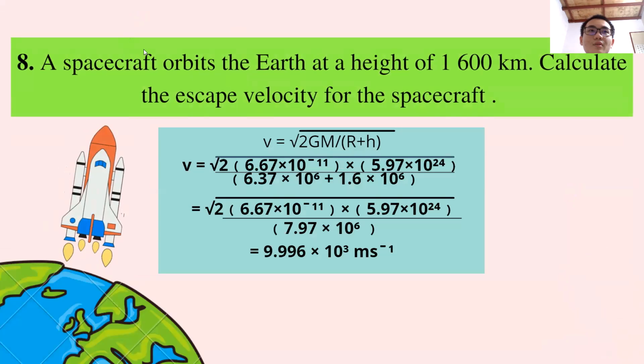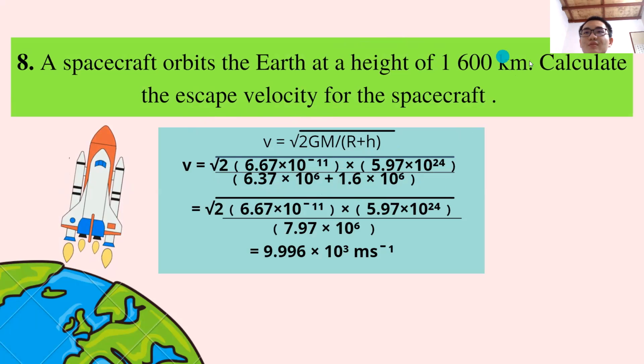Next question, question 8. A spacecraft orbits the Earth at a height of 1,600 km. Calculate the escape velocity for the spacecraft. So we know the escape velocity, we use the formula V equals square root of 2GM over (r plus h), height. Substituting all in the formula: 2, gravitational constant, mass of Earth, radius of Earth plus height.